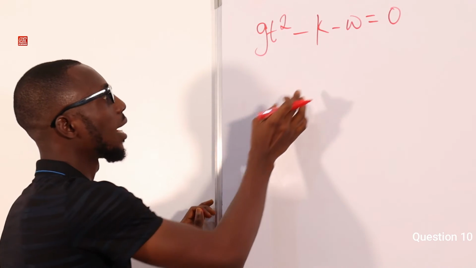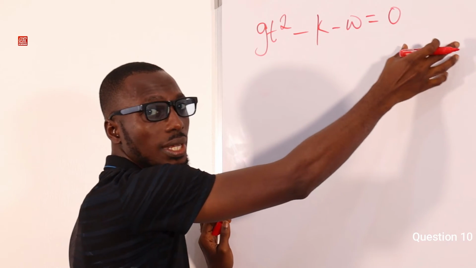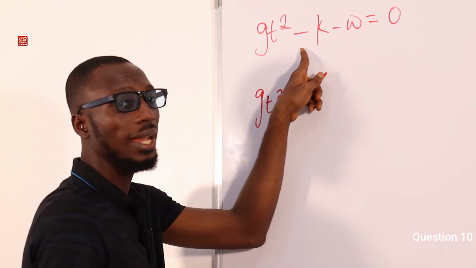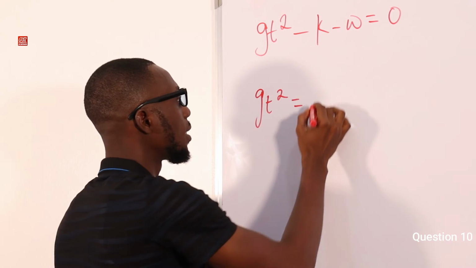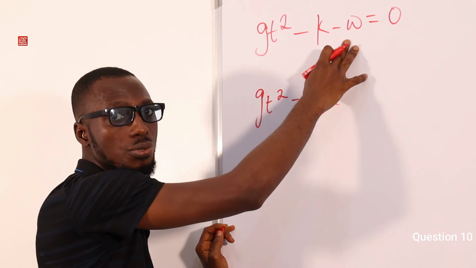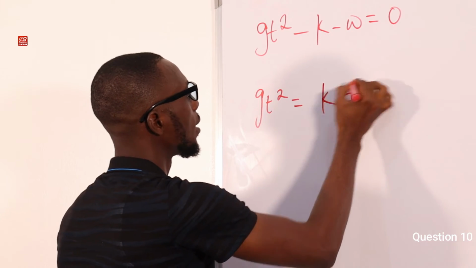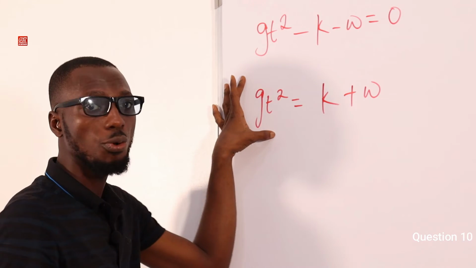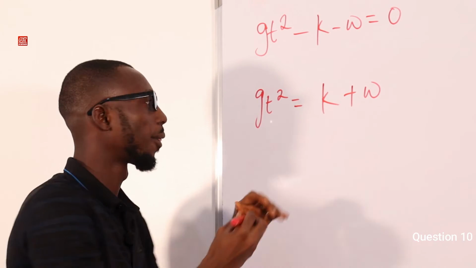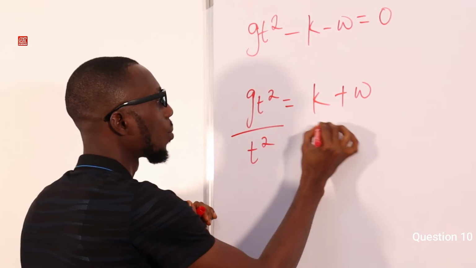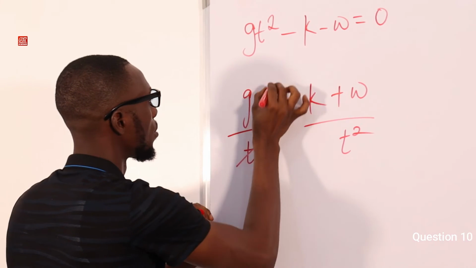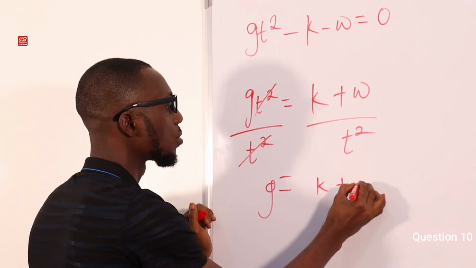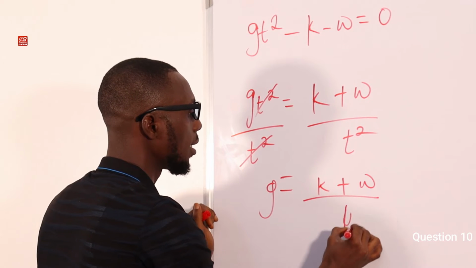The first thing I can do is move these to the right hand side. So I have gt squared equals, remember this is negative, crossing over it becomes positive, so I have k, likewise w becomes positive. To make g the subject of the formula, all I can do is divide g by its coefficient, which is t squared. So I divide both sides by t squared. I should have g equals k plus w over t squared.